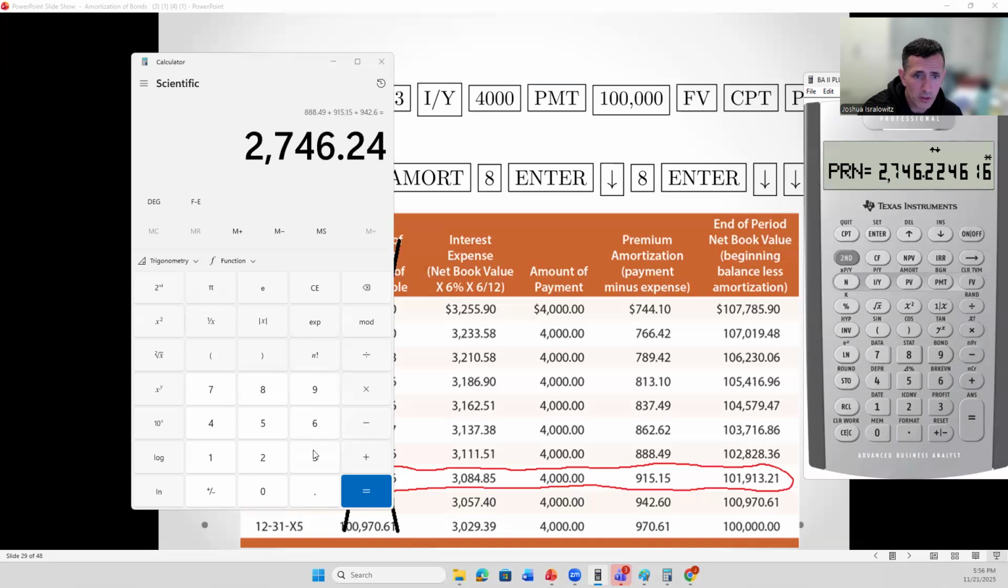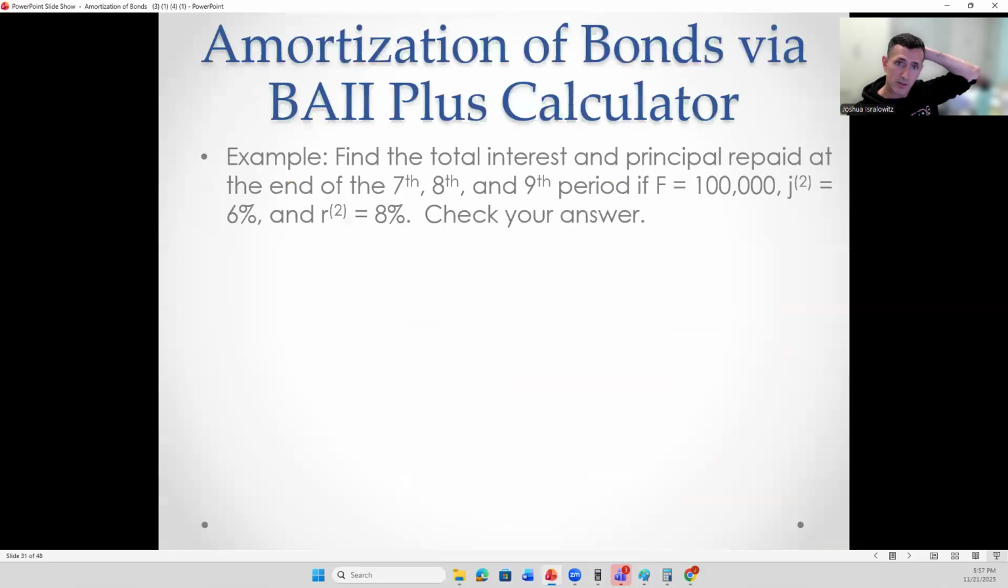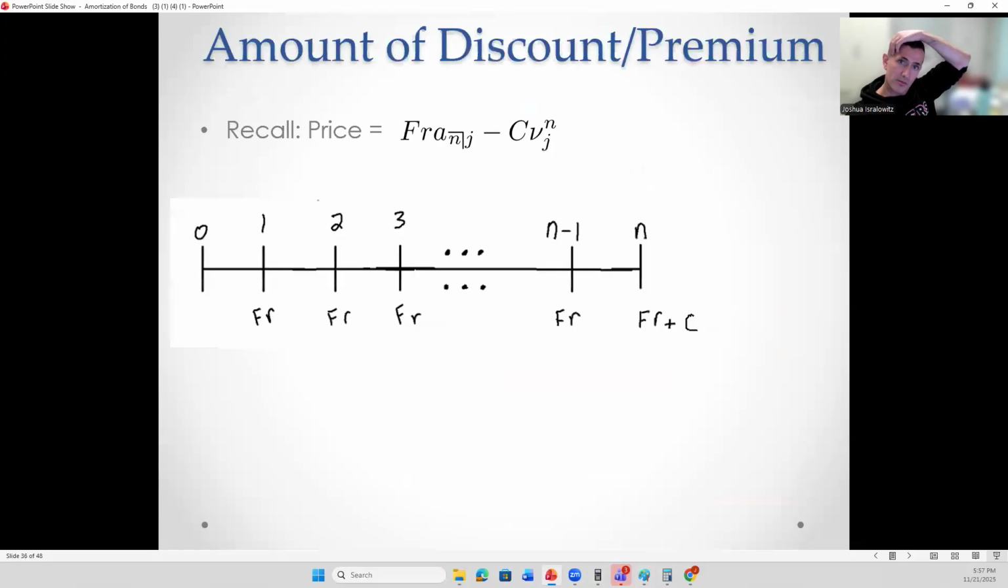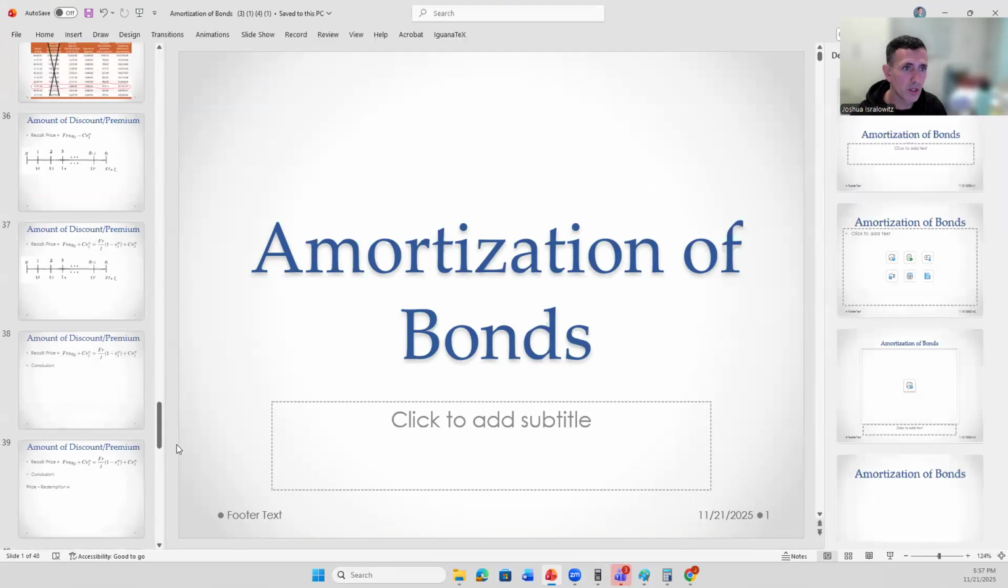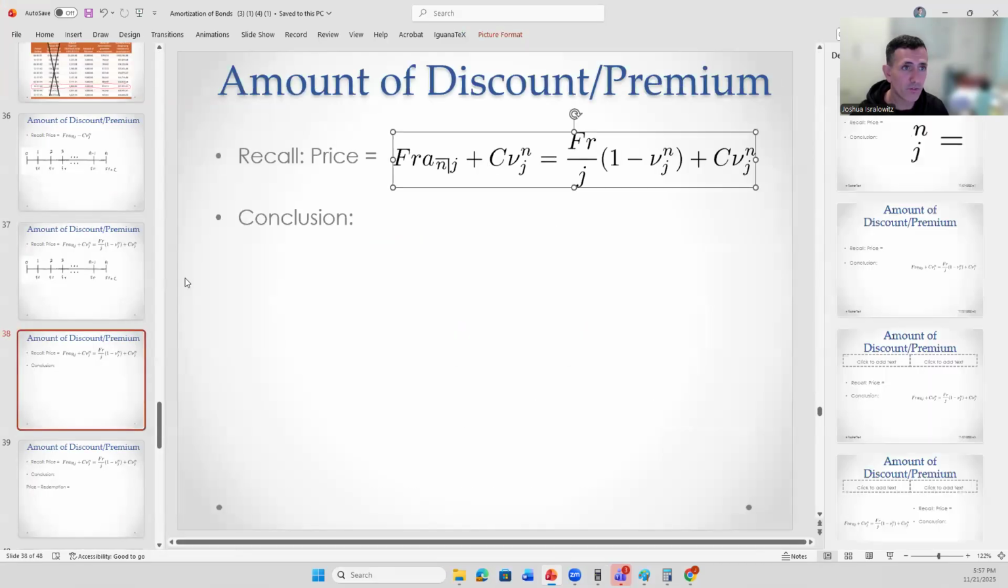And let's check the total interest. 311.51, 308.45, 305,740. Lo and behold, 925.377, off by 2 pennies. Okay, so yeah, sorry, this should be a plus, so let me just take a minute to fix that.